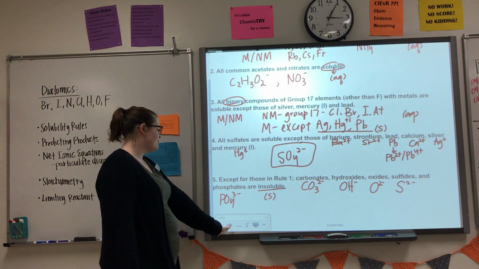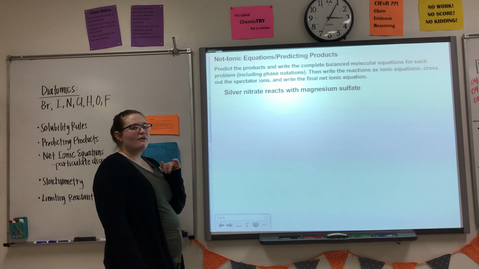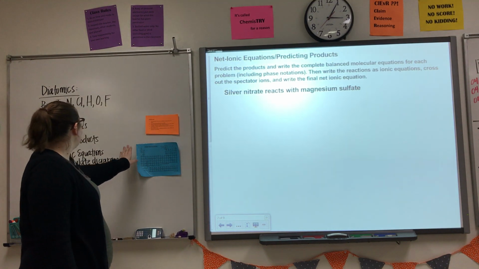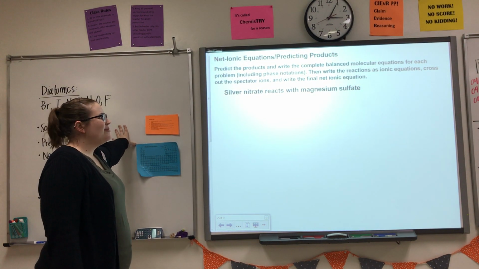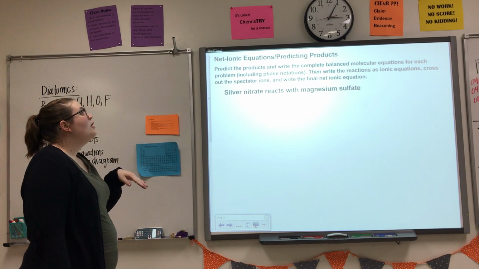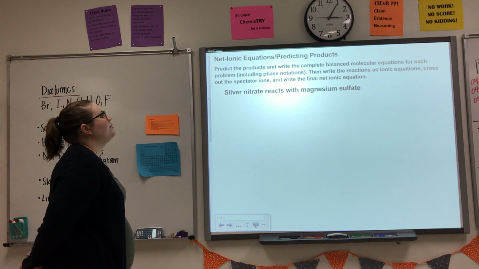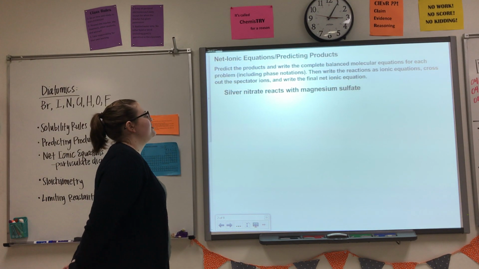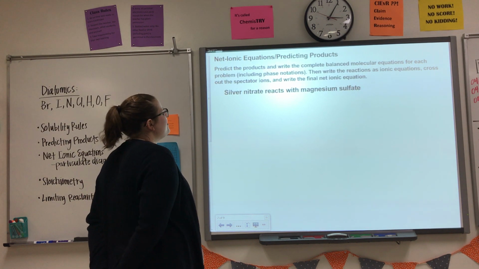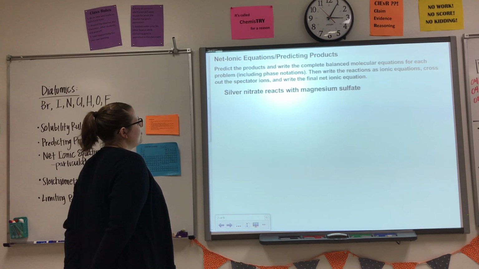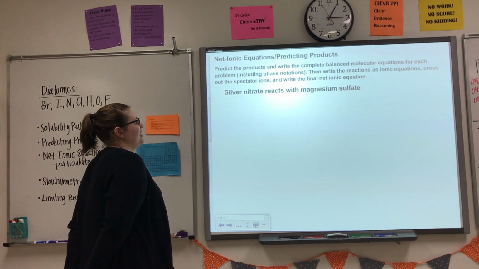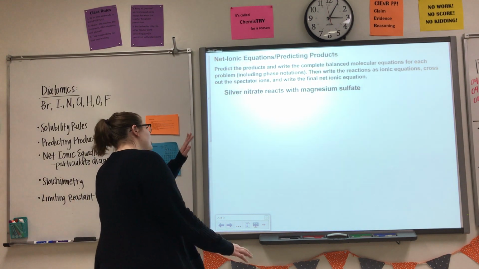So now that we've gone through our solubility rules, let's go ahead and work through our first problem. This one's going to be a net-ionic equation / predicting products problem because we need to do a little bit of both. So my instructions say predict the products and write the complete balanced molecular equation for each problem, including phase notations. Then write the reactions as ionic equations, cross out the spectator ions, and write the final net-ionic equation. Woo! Let's start with our first step.